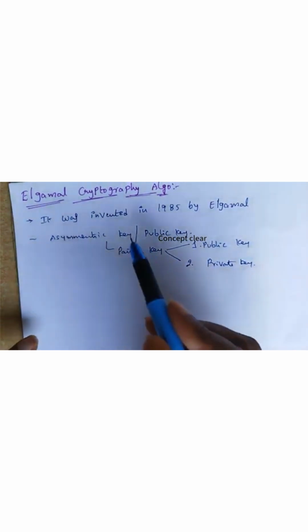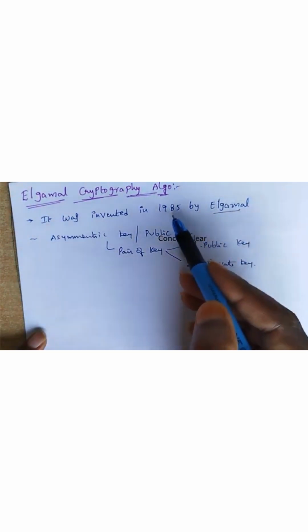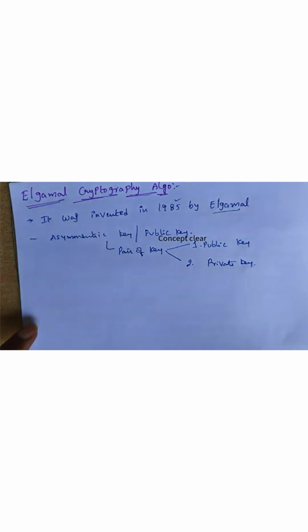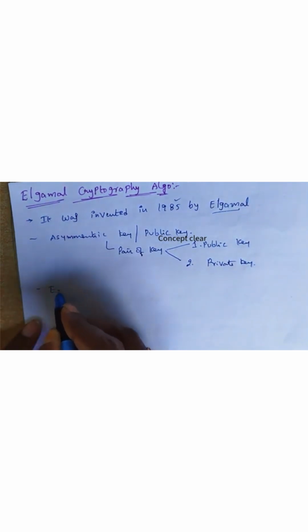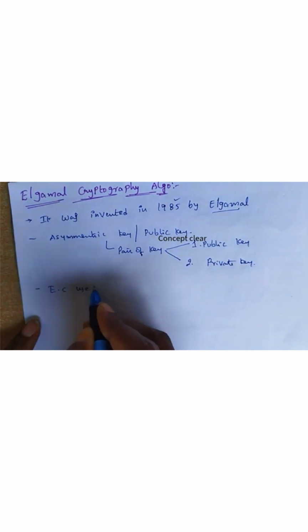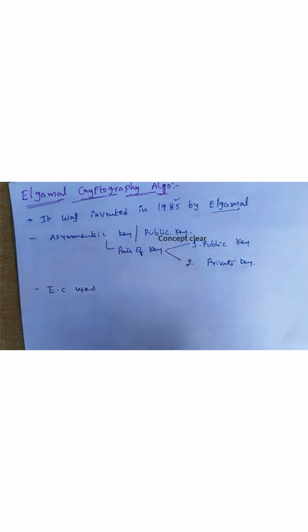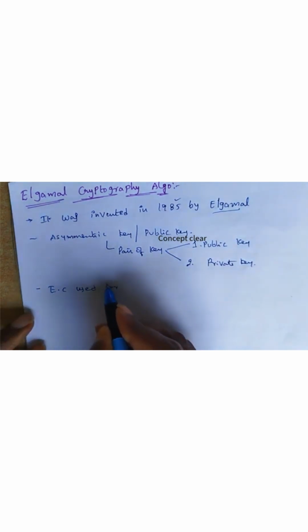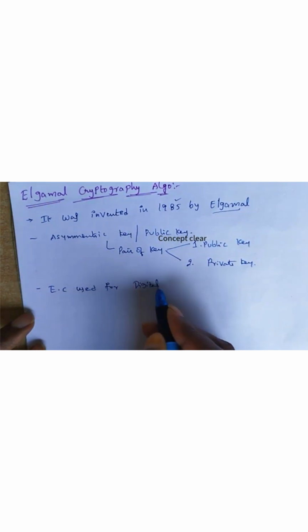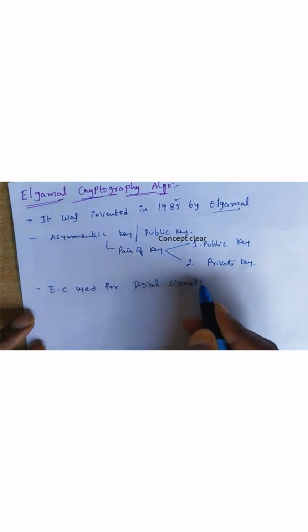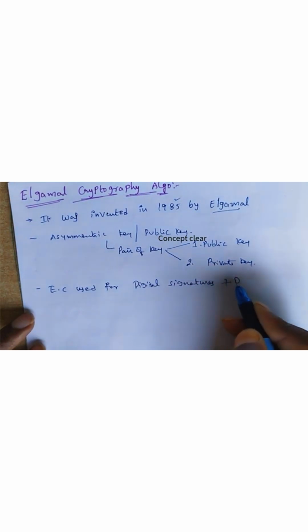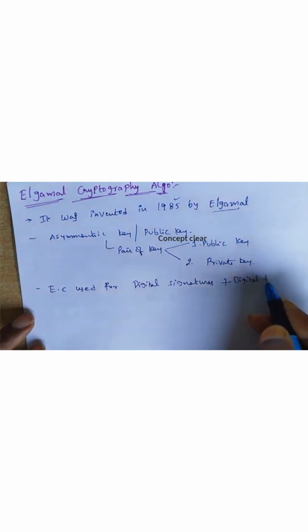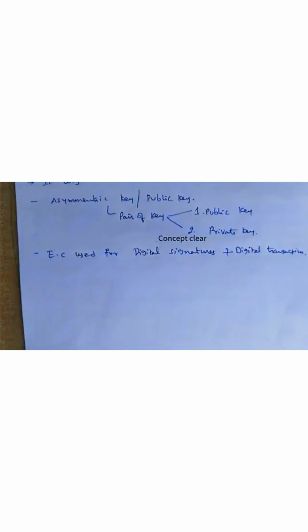Okay, the ElGamal algorithm was invented by ElGamal in 1985. The ElGamal algorithm is mainly used for digital signatures and digital transactions. Digital transactions means online transactions. Okay, clear? Next, in the ElGamal algorithm, we have mainly three steps.